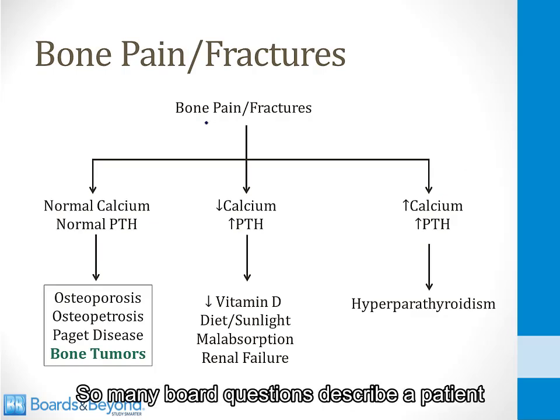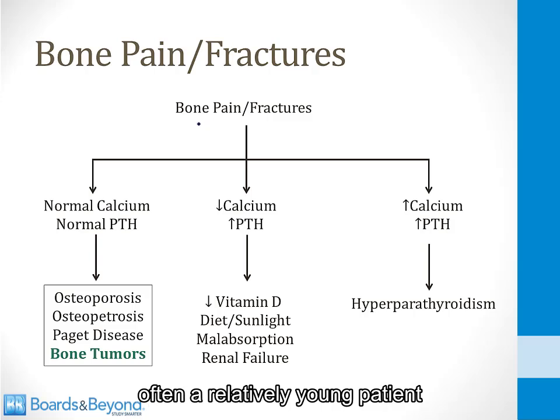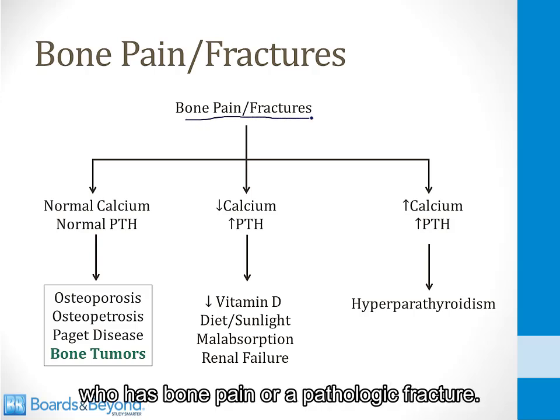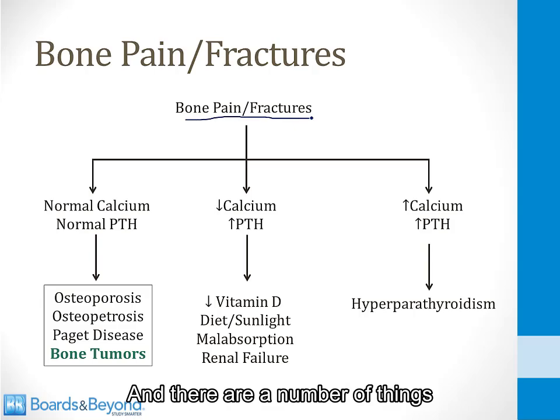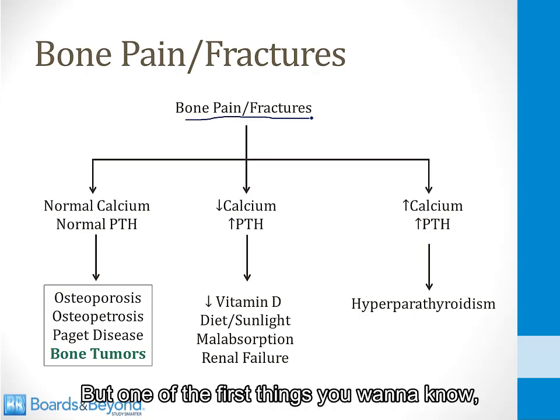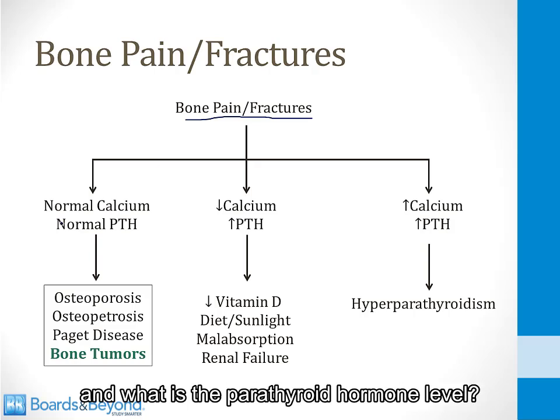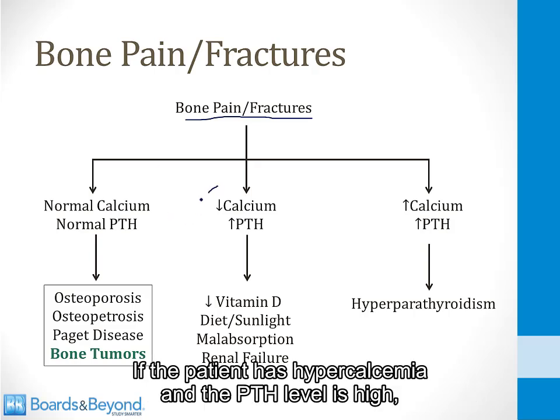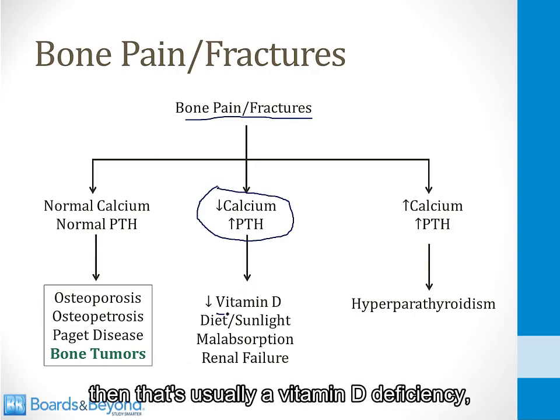So many board questions describe a patient, often a relatively young patient, who has bone pain or a pathologic fracture. And there are a number of things in the differential diagnosis, but one of the first things you want to know is what is the calcium level and what is the parathyroid hormone level. If the patient has hypocalcemia and the PTH level is high, then that's usually a vitamin D deficiency.